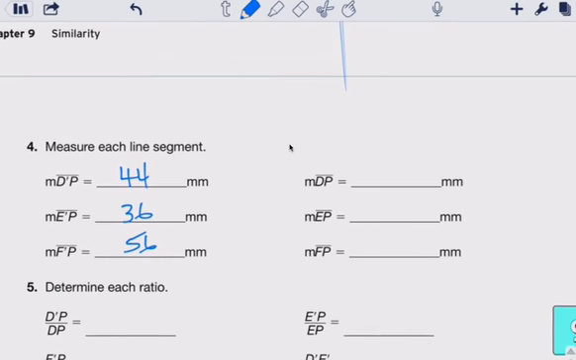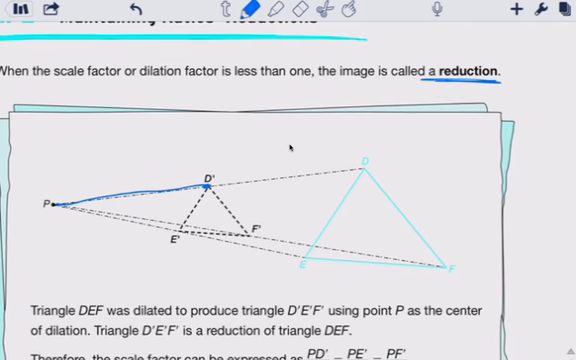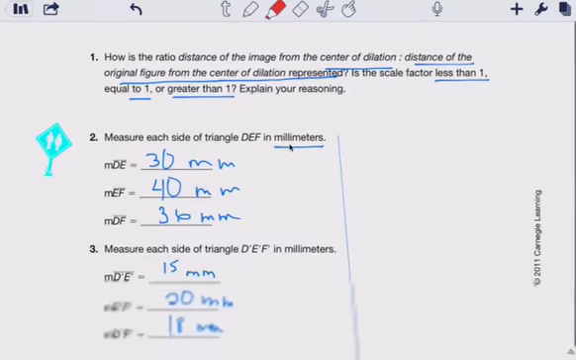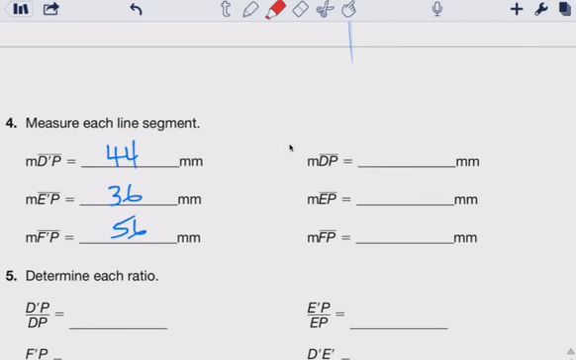Okay, now you measure the point of origin to D. Should be longer. You can see it's all the way up here. And you should get 88. Here you should get 72. You should get 112. Same thing as the other one, right? Then you write the ratio. This is 44 over 88.